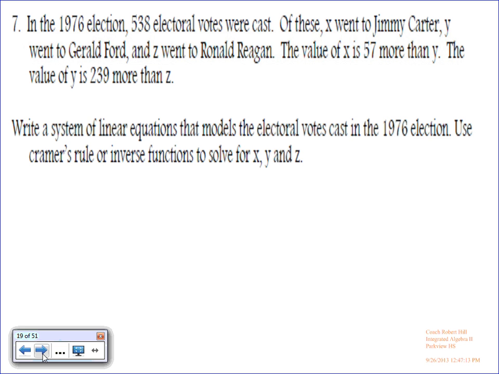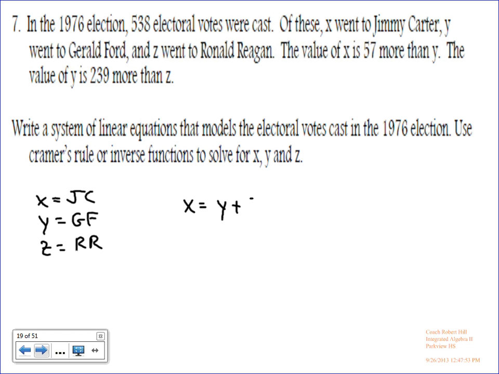In 1976, 538 electoral votes were cast. Of these, X went to Jimmy Carter. So X is Jimmy Carter. Y is Gerald Ford. And Z is Ronald Reagan. The value of X, so what does that mean? X equals 57 more than Y. So X equals Y plus 57.